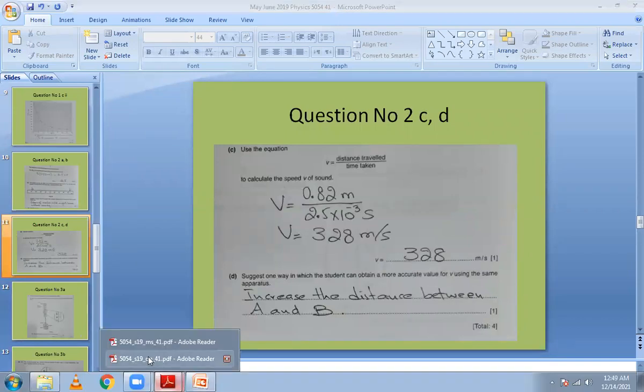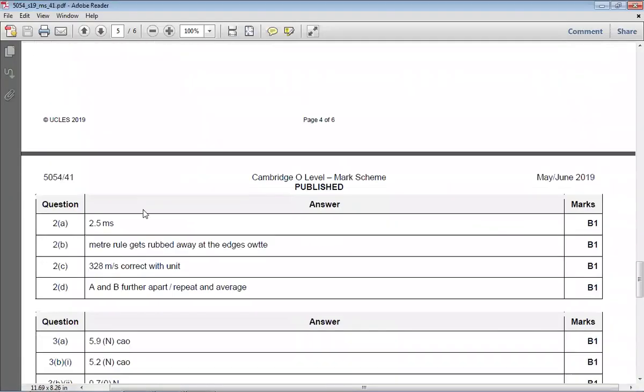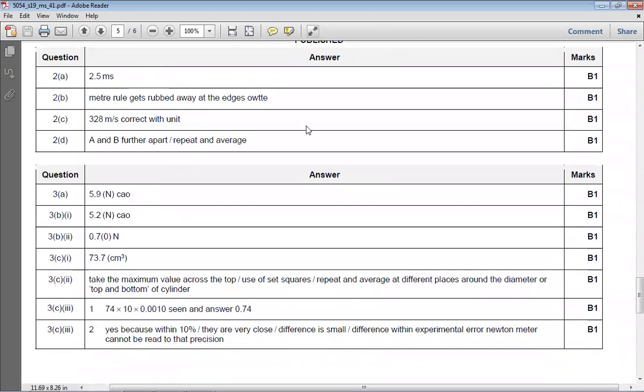Okay. So let's check the marking scheme. We have the marking scheme for question number two. Now the marking scheme for the question number two is showing up on your screen. You can pause this video and take your time with this marking scheme. Reach each and every step of the marking scheme of the question number two. It's very, very important.